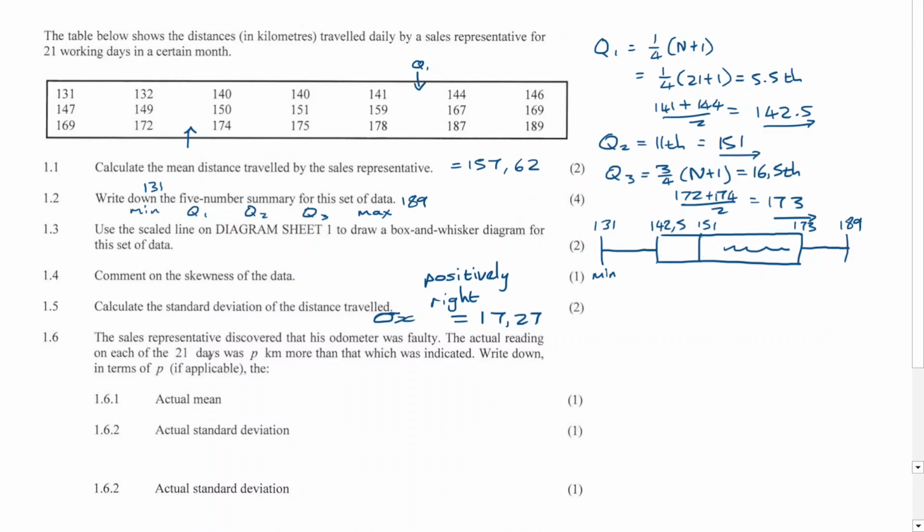Then the last two questions: a sales representative discovered that his odometer was faulty, and the actual reading on the 21 days was p kilometers more than what had been indicated. Write down in terms of p, if applicable, the actual mean. And so the mean would just be what we worked out earlier, 157.62 plus p, because every day is going to be a little bit more, so the average goes up. And the standard deviation, how's that affected? It's unaffected. It will have the same standard deviation every time.